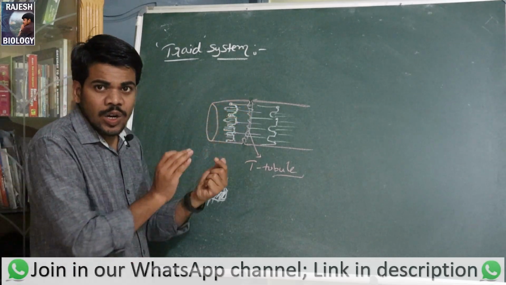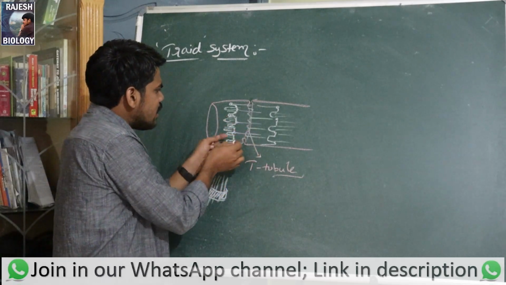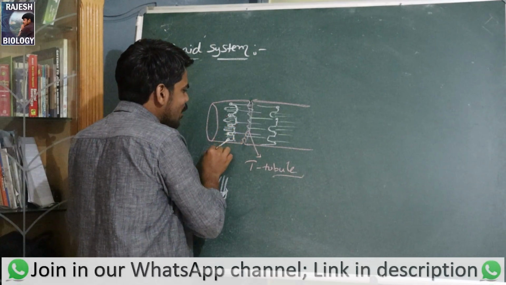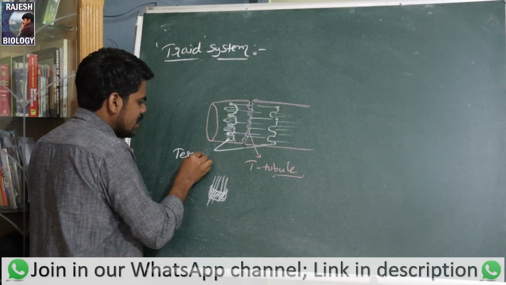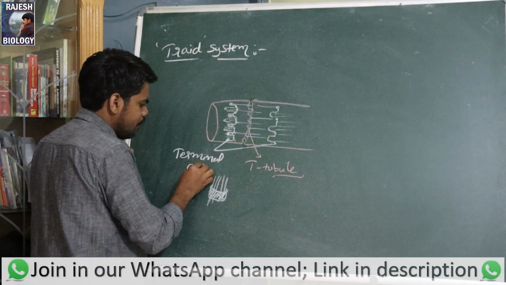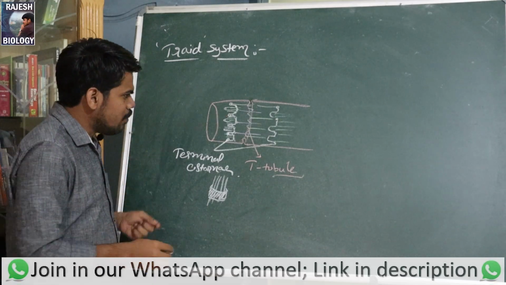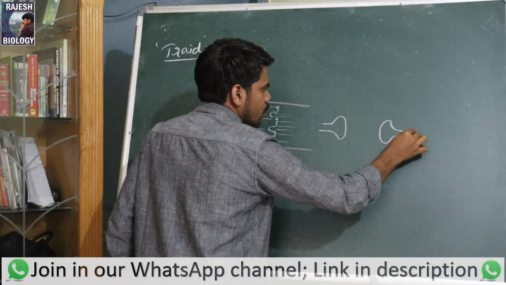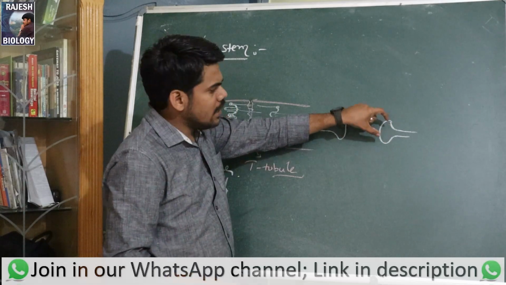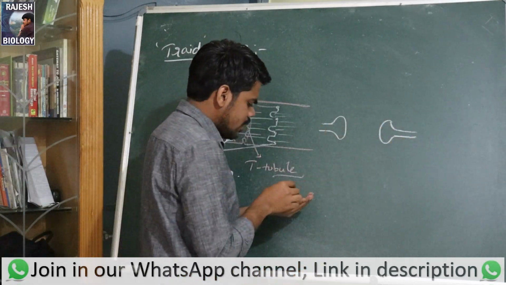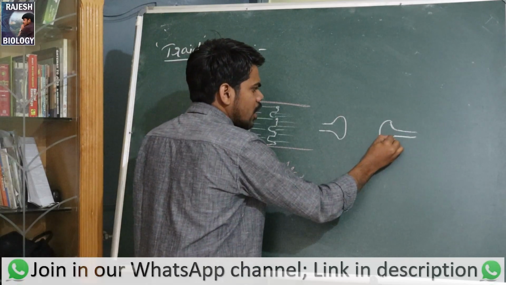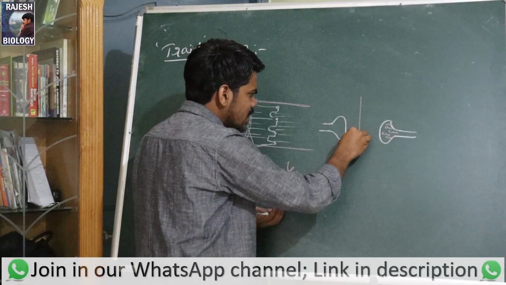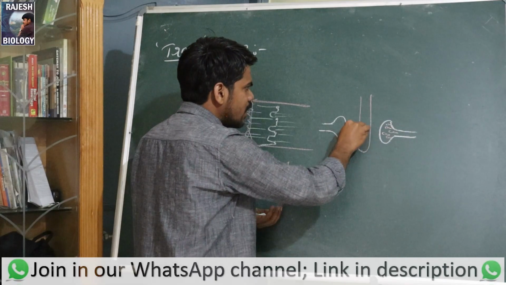The sarcoplasmic reticulum has two ends on both sides. On either side of the T-tubule, the endings of the sarcoplasmic reticulum are called terminal cisternae. Terminal cisternae are like this, a double-layered membrane. Inside there are many calcium ions accumulated, and most of the calcium ions are present in the cisternae. In between these, there is a T-tubule.